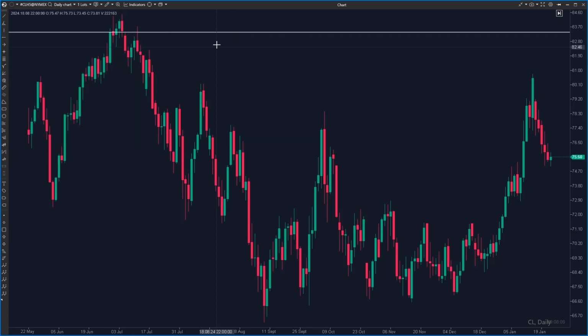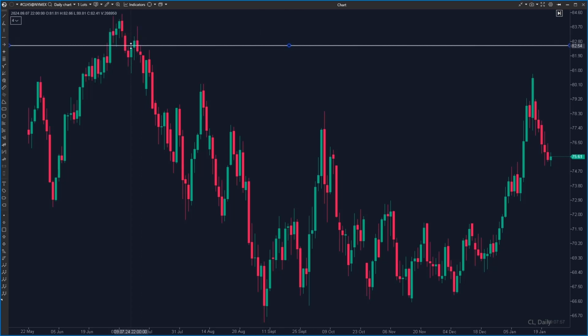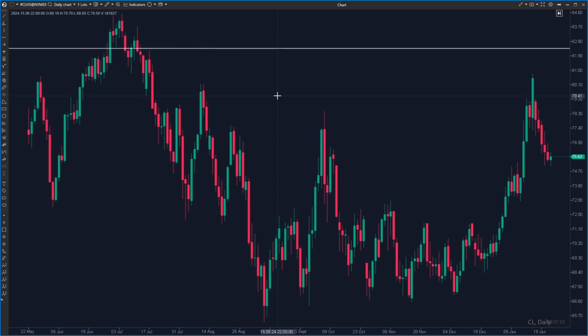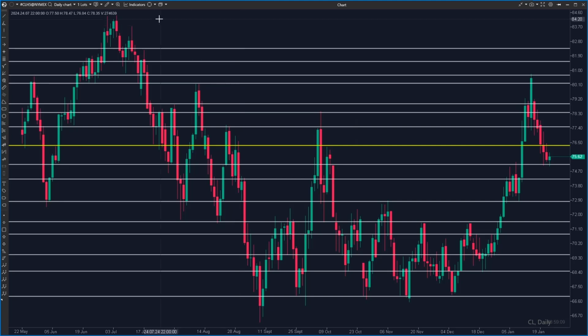We'll use a horizontal line again, but this time without the magnet tool. We're visually identifying the level where the price has reacted most often. Let's draw a horizontal line on the daily chart and mark the areas where the price has reacted multiple times. For example, here we can see several reactions. To make it easier, we'll highlight several levels and mark the one that stands out in yellow.